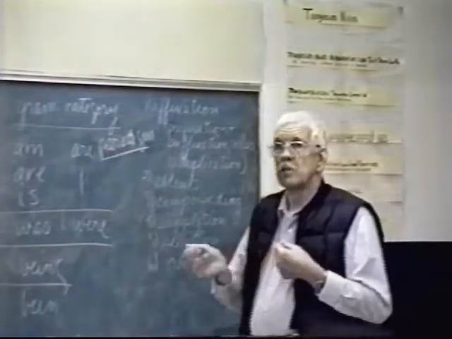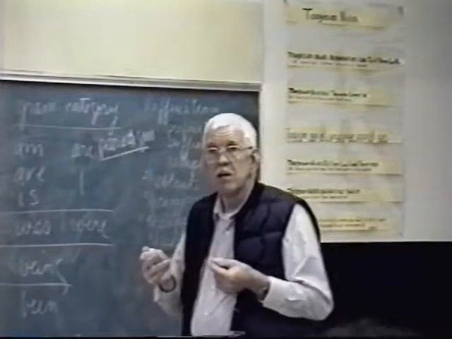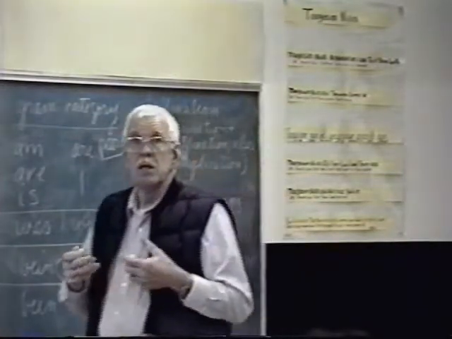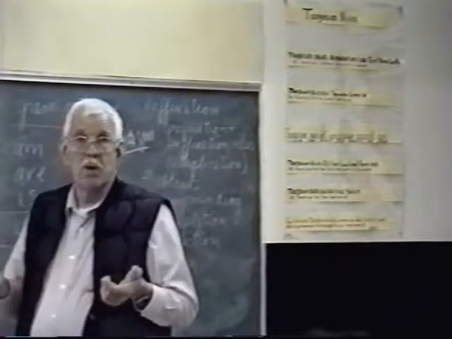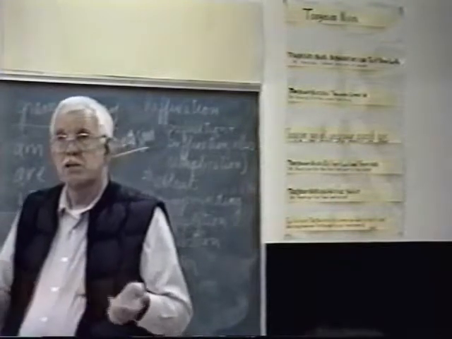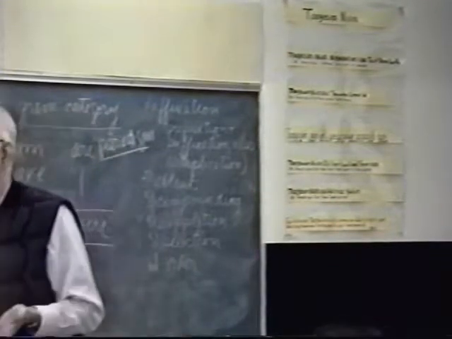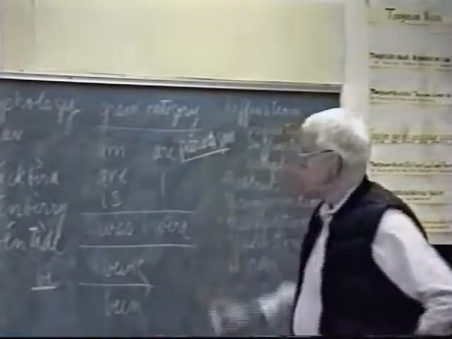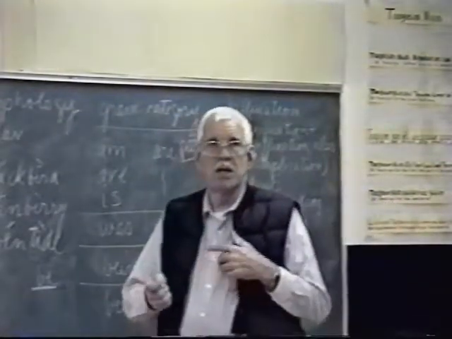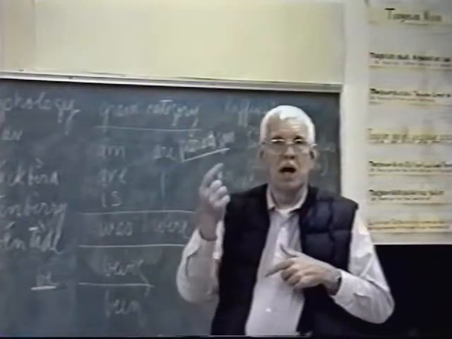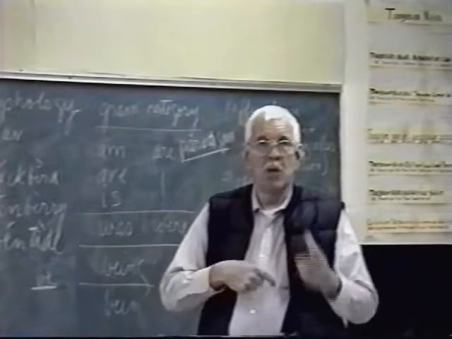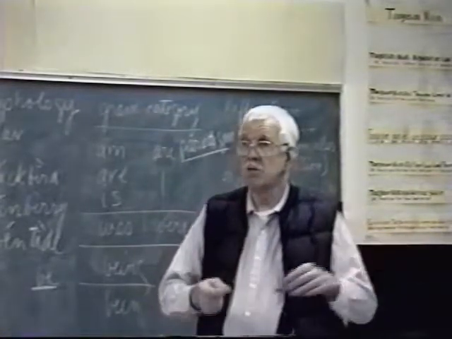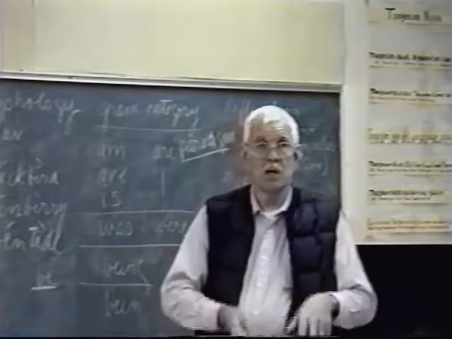Now, for most verbs of the language, like bake, the paradigm is pretty regular. Bake, bakes, baked, baking, baked. Pretty regular. But the paradigm for be is irregular. It's be, am, are, is, are, and so forth. And in the past tense, it's was and were.